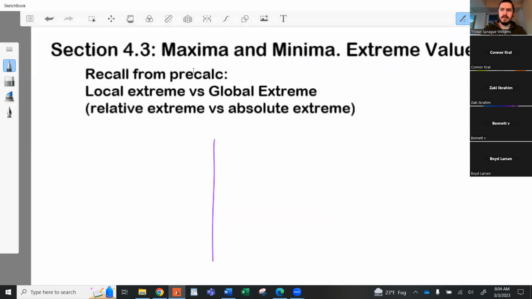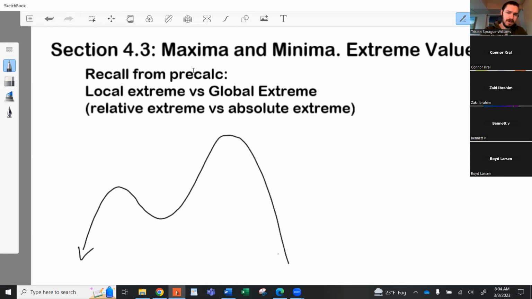Okay, so if you have a function that goes like, and say it goes down, down like that, then we can identify points on the graph. This is a local maximum. I'm going to be using max and min to abbreviate maximum and minimum in this section and following sections. Here's a local minimum. Here is another local maximum.